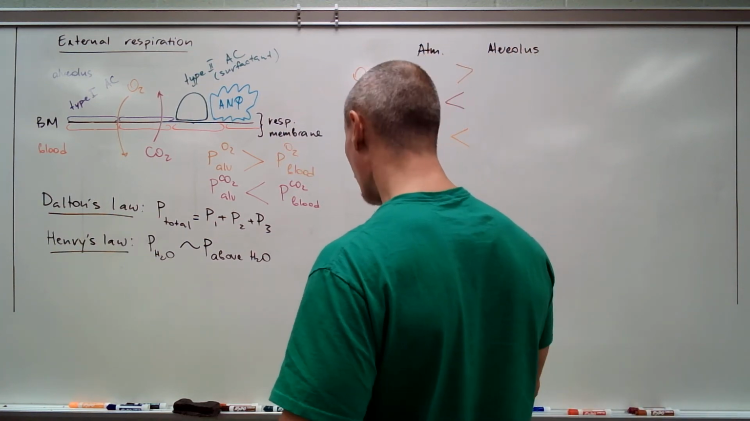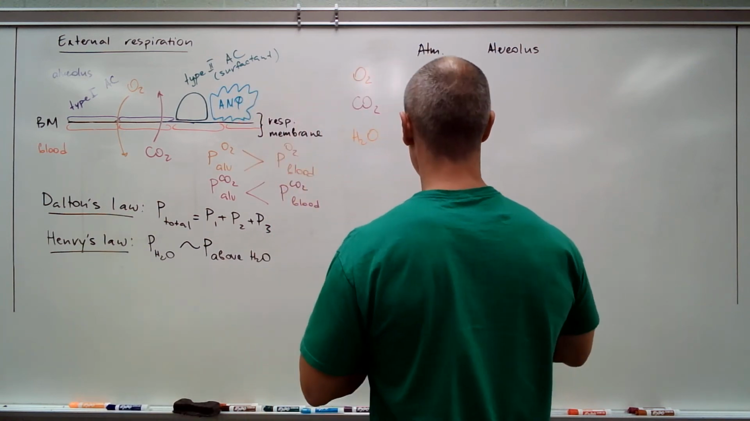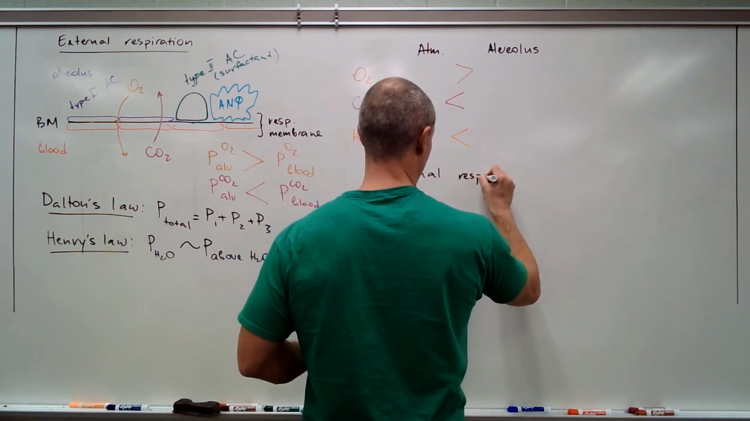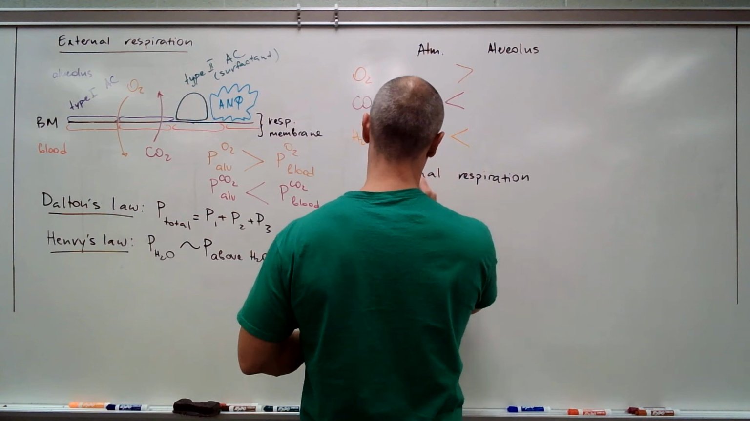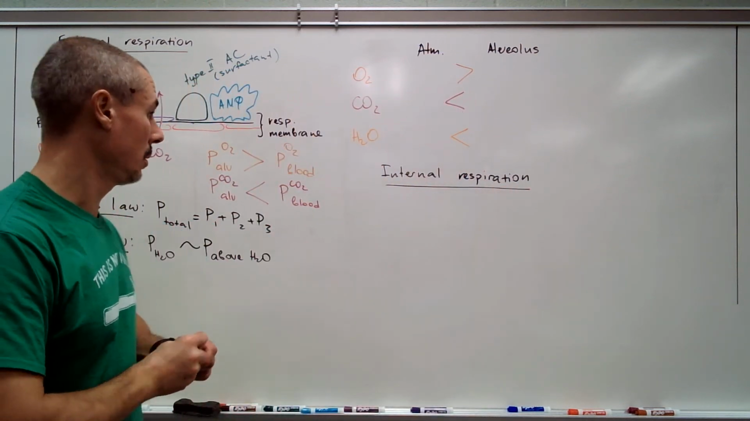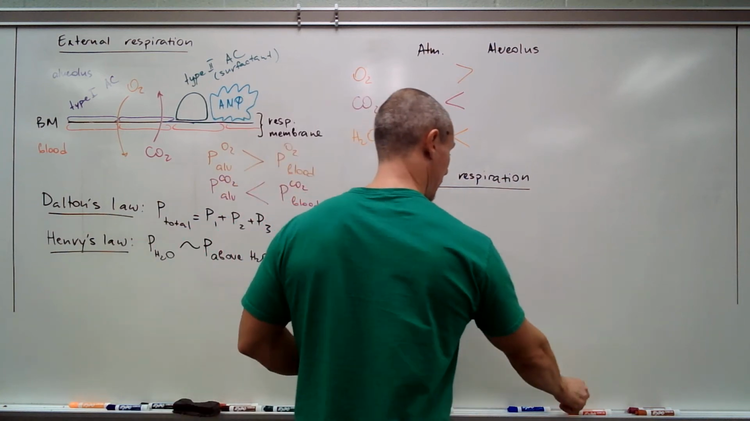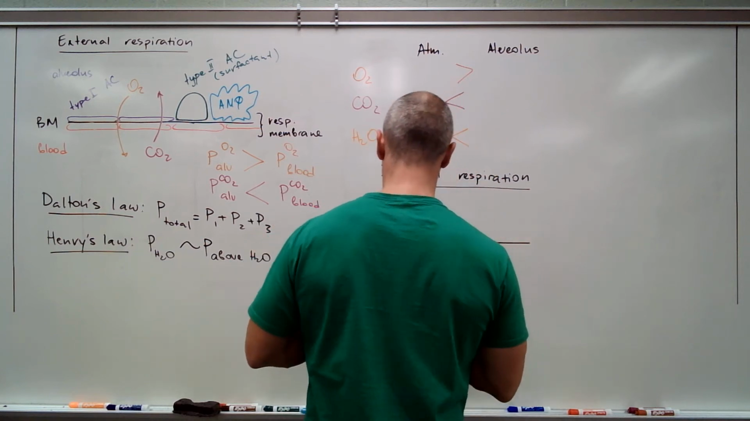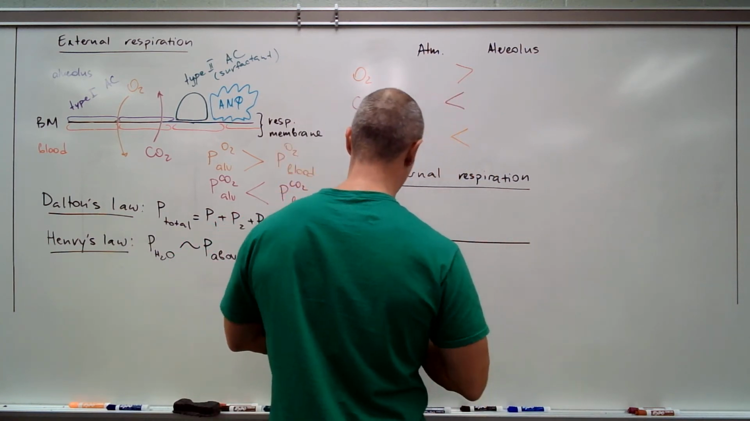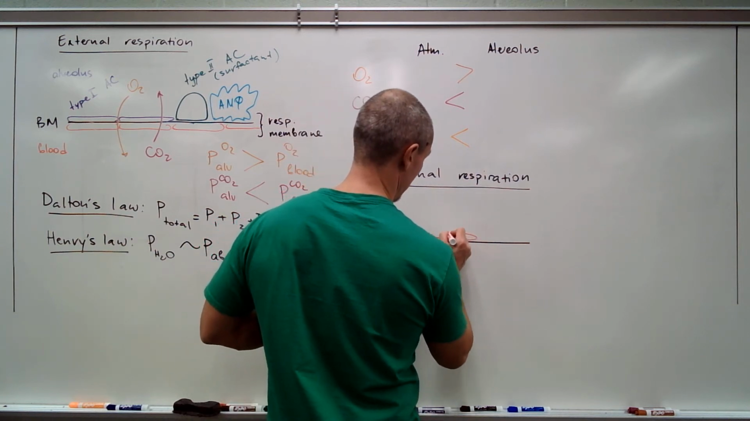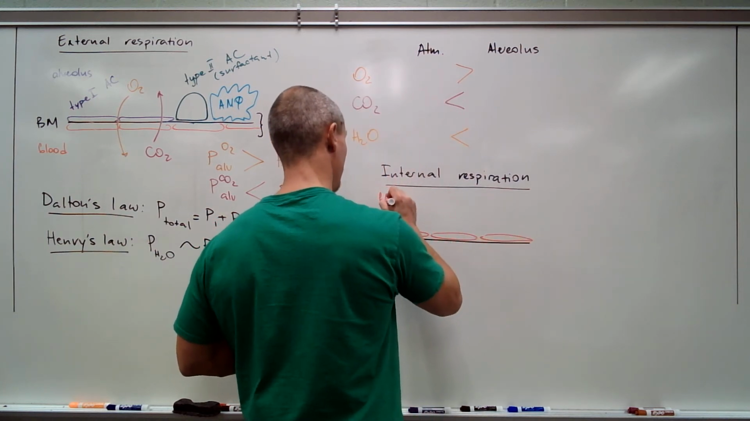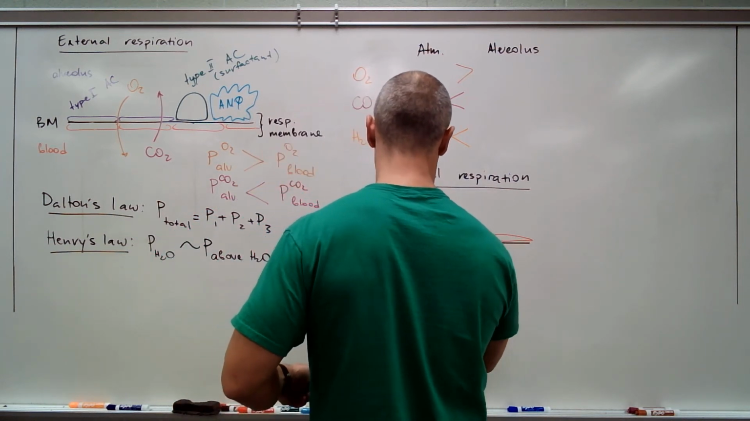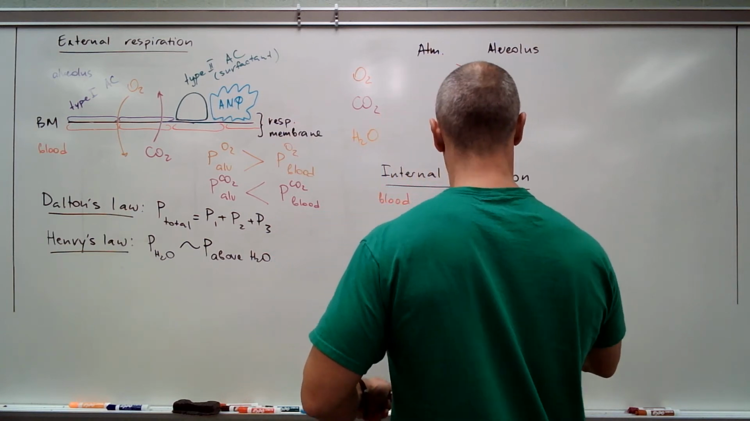Now, what about internal respiration? Now remember, in internal respiration, we are talking about the gas exchange between the blood vessels and the tissue. So like any good epithelium, there's a basement membrane, there are endothelial cells, so here's blood, okay, and this one here is tissue.